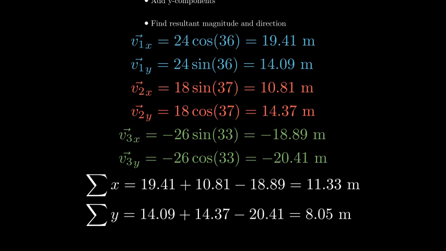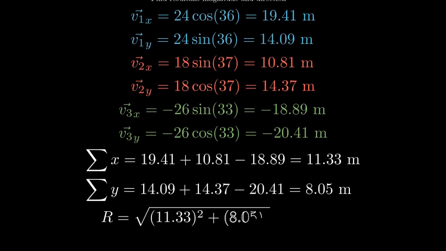To find the magnitude of the resultant, we use the Pythagorean theorem. The square root of 11.33 squared plus 8.05 squared. This gives us 11.32 meters.